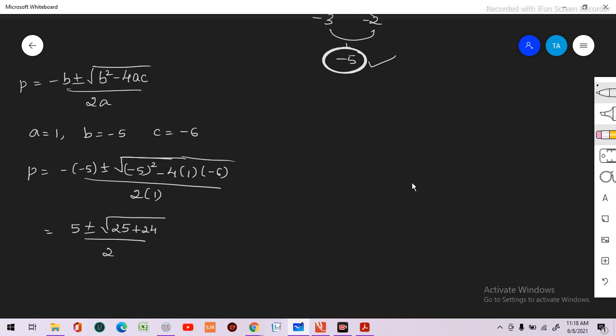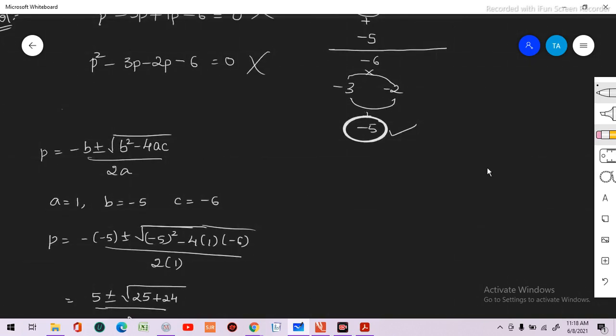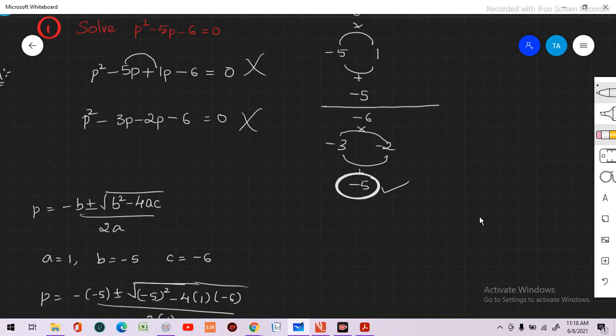Unmute and tell. Sir, can we take the equation as p square minus 6p plus 1p minus 6 is equal to 0? Which equation? Yes, sir. Tell. p square minus 6p plus 1p minus 6 is equal to 0. One minute, tell me again. p square minus 6p plus 1p minus 6 is equal to 0.